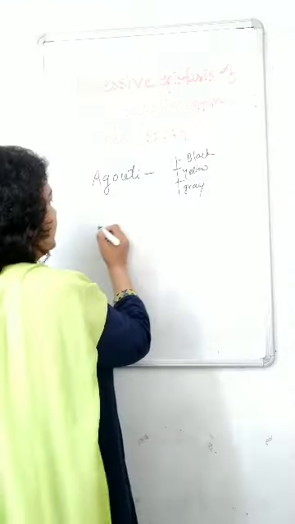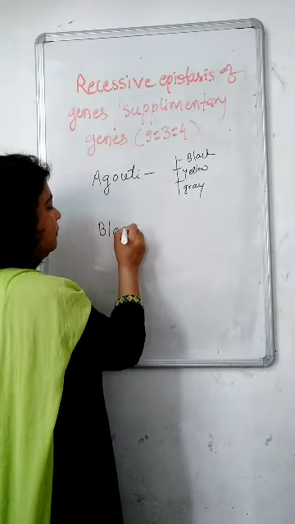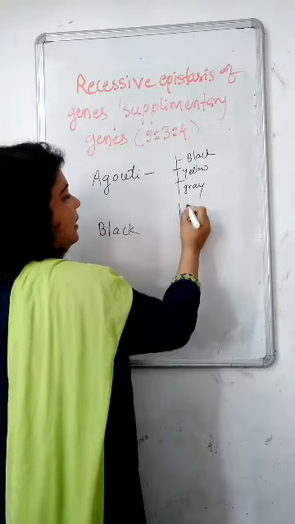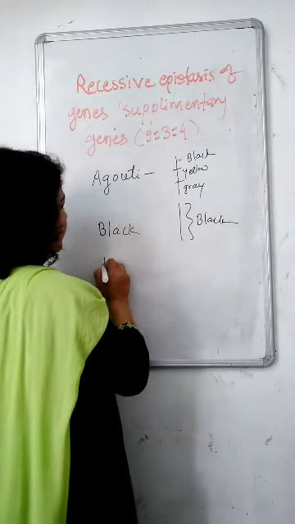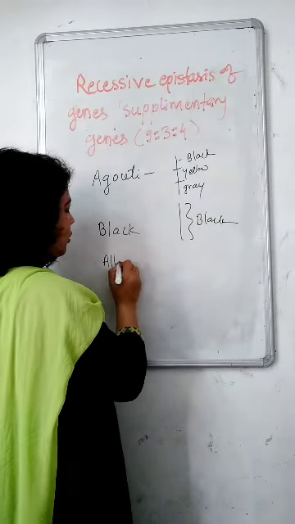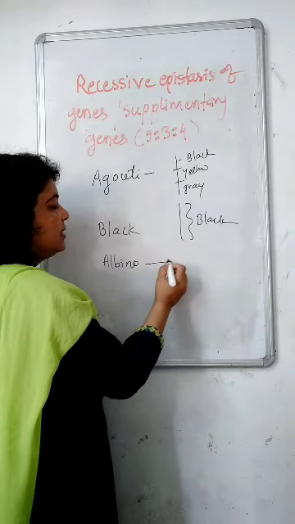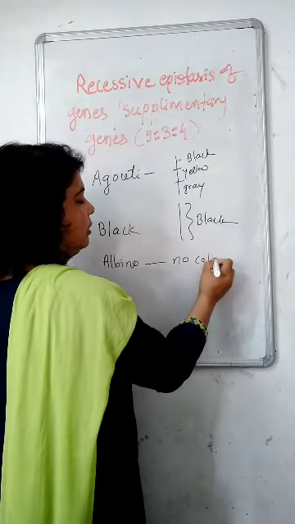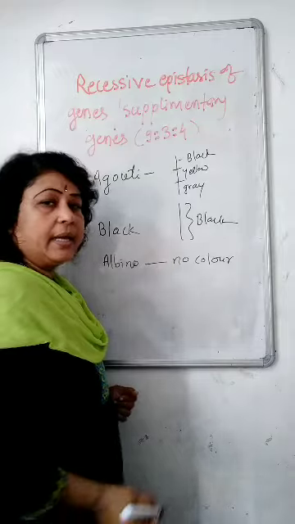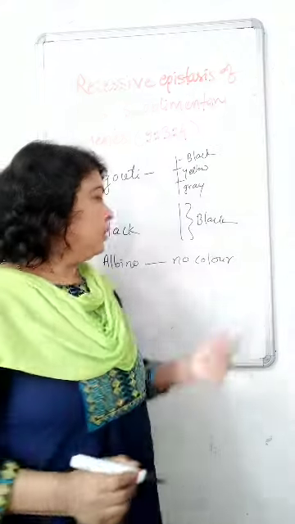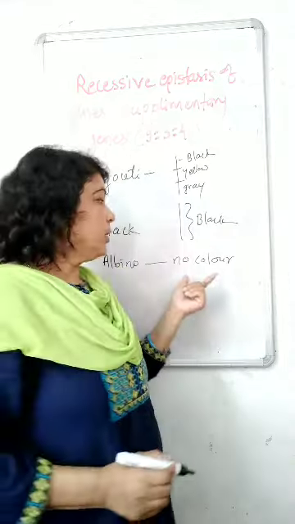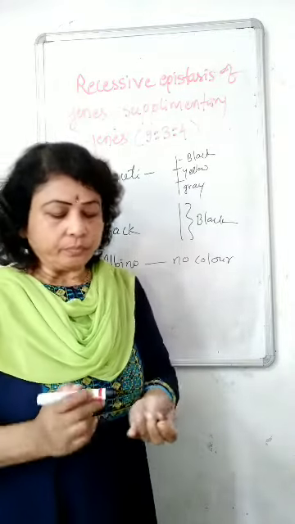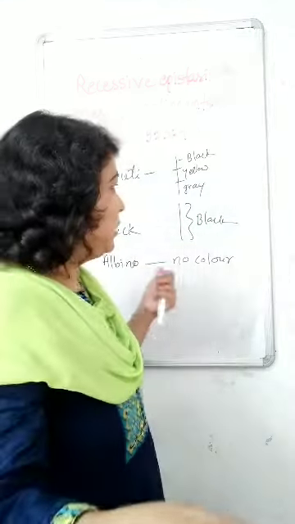Then the next is black. The complete hair is black. And third is albino or white. It has no color at all, and the eyes are red. That is the albino. So we will draw a table here.